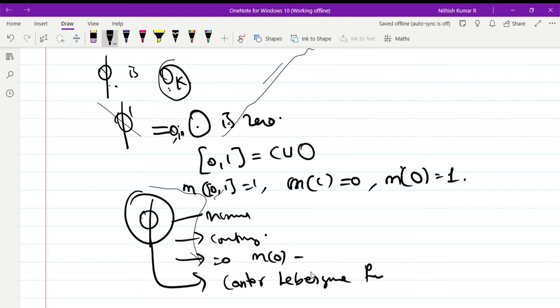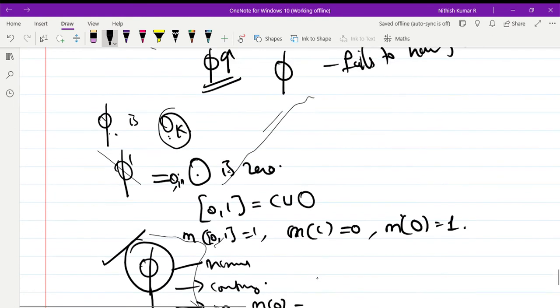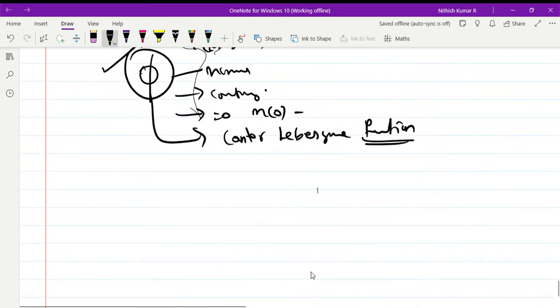Now this function, an increasing continuous function defined on the closed interval [0, 1], whose derivative exists and is 0 on a set of measure 1, is called a Cantor-Lebesgue function. This phi is a Cantor-Lebesgue function. Okay, moving forward.